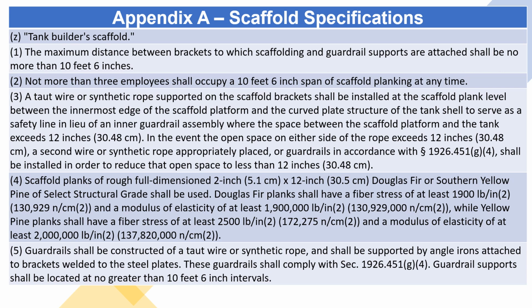5. Guardrails shall be constructed of a taut wire or synthetic rope, and shall be supported by angle irons attached to brackets welded to the steel plates. These guardrails shall comply with 1926.451 G. 4. Guardrail supports shall be located at no greater than 10 feet 6 inch intervals.